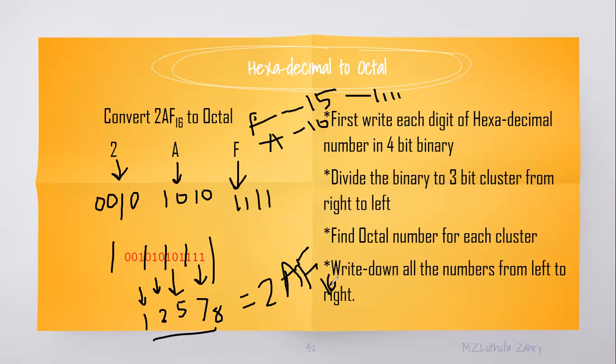2AF in hexadecimal. That is the conversion. Clear? Is that clear?